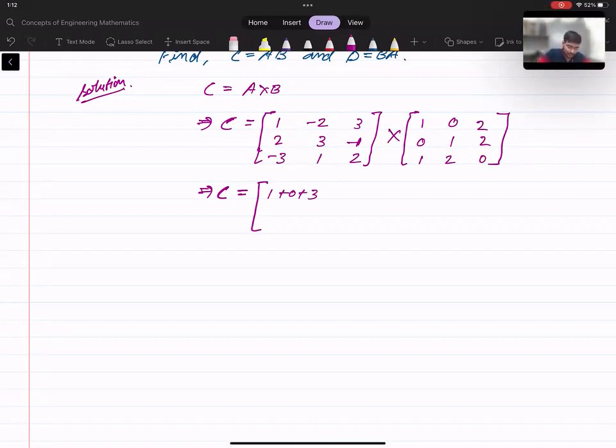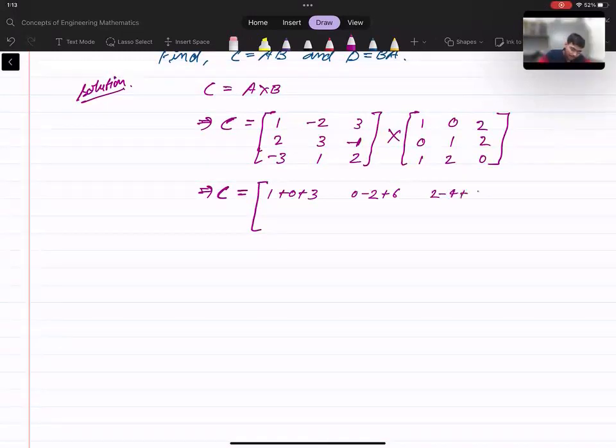Yes. Now next one is the element at position of first row and second column. So this will be again row multiplied by column. Means the first row of A multiplied by second column of B. So this will be 1 into 0 is 0, plus -2 into 1 is -2, and then 3 into 2 is 6. Okay, similarly here we have 1 into 2 means the first row of A multiplied by third column of B. So this is 1 into 2 is 2, then -2 into 2 is -4, and then 3 into 0 is 0.